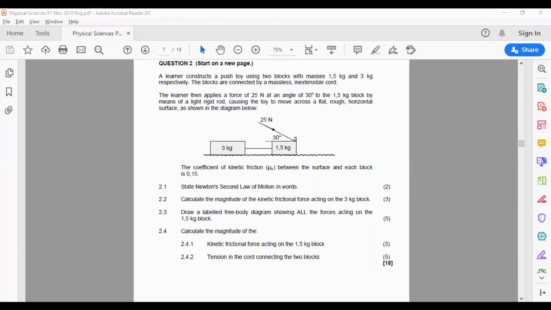Okay, so for 2.1, I'm just going to read the same thing that I read already: when a resultant force acts on an object, the object will continue to accelerate in the direction of the net force. The acceleration is directly proportional to the net force and inversely proportional to the mass of the object. All right, and there you go.